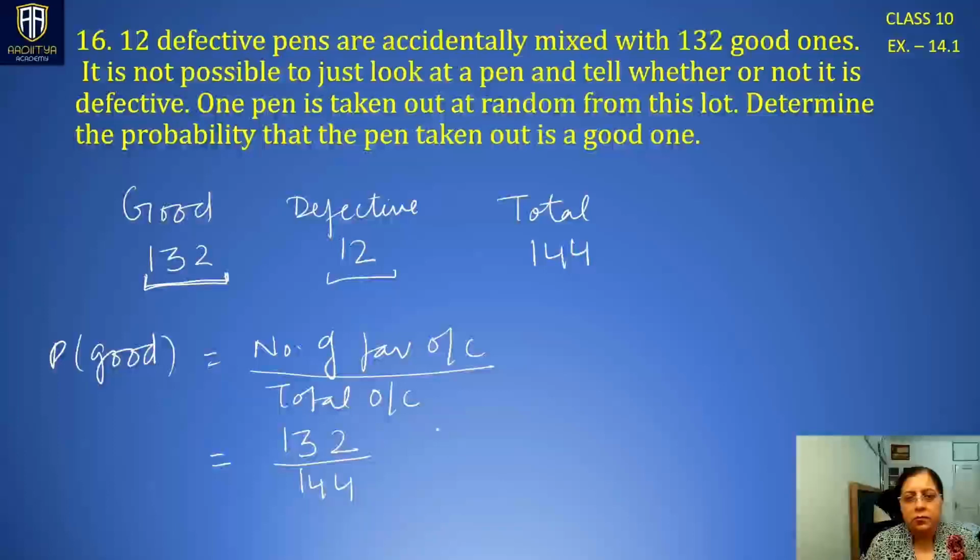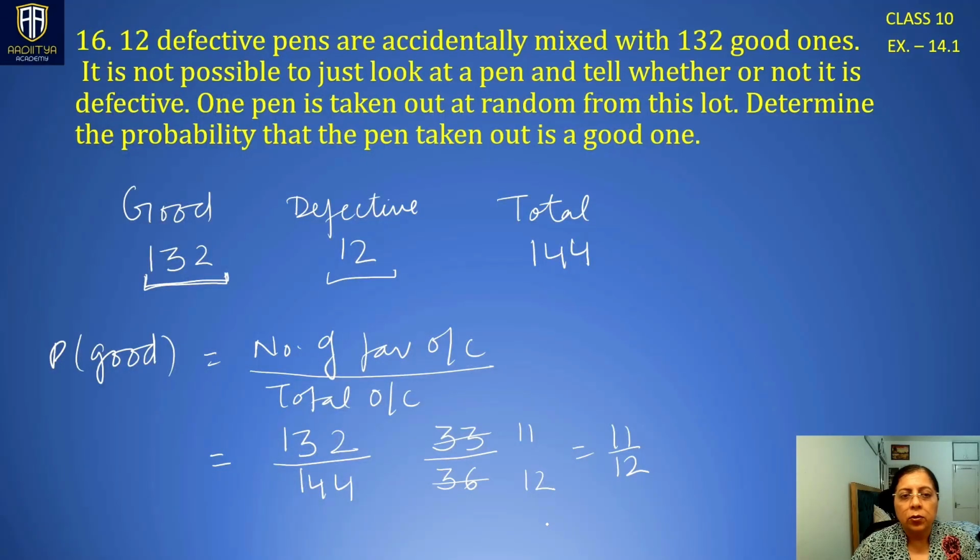so this is 4 3s are 12 and 4 3s are 12. 4 3s are 12 and 4 6s are 24. So this is 11 by 12. So the chances of selecting a good pen out of a lot of 144 pens becomes 11 by 12 in this case. Right?